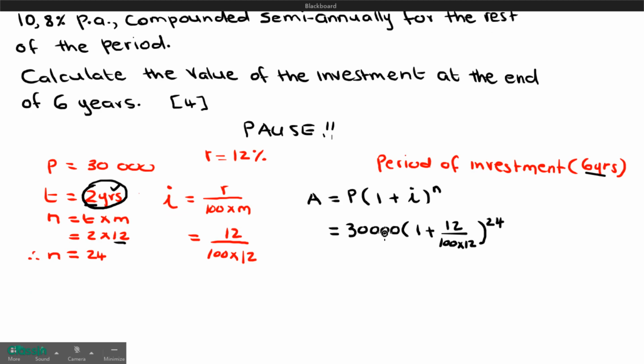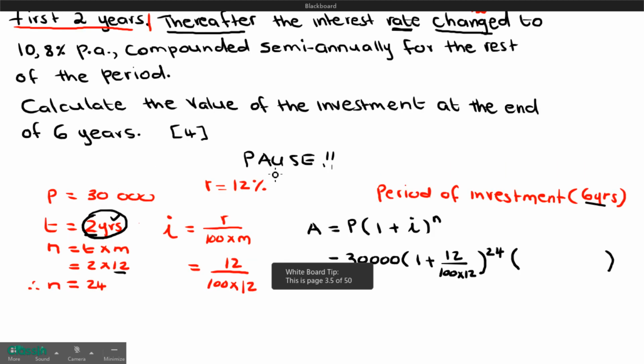Agras Barfi, another initial amount of the investment. We are going to plug in another bracket here representing thereafter. Thereafter, what happened? The interest changed to 10.8. Then now let's write the information here down.